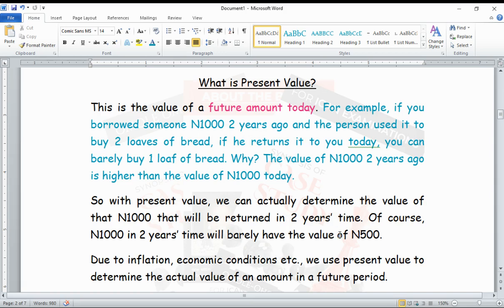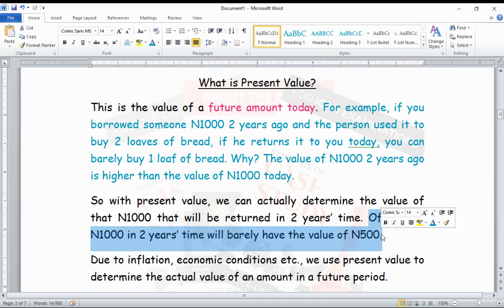So now we have the future value. The future value is 1,000 naira, but we want to get the present value because we're making the decision today. So present value helps us to get the value of a future amount today. The value of a future amount today. That 1,000 naira in 2 years' time, that's the future value. That's the 1,000 naira that we'll have in 2 years' time.